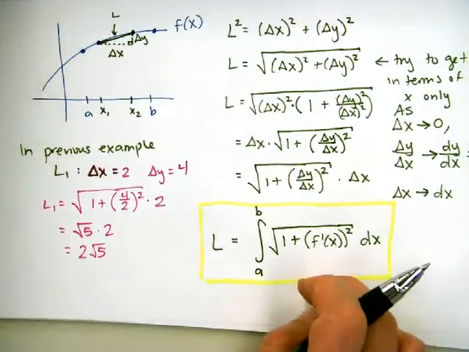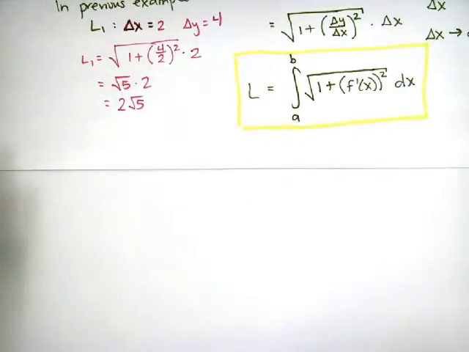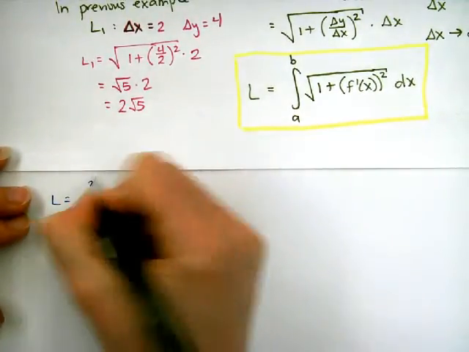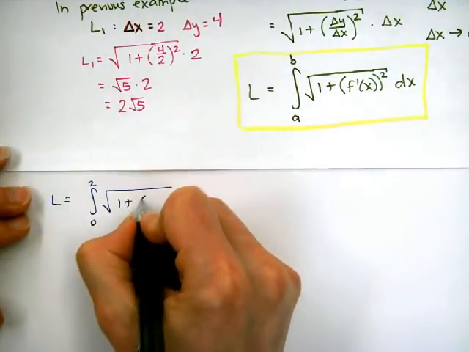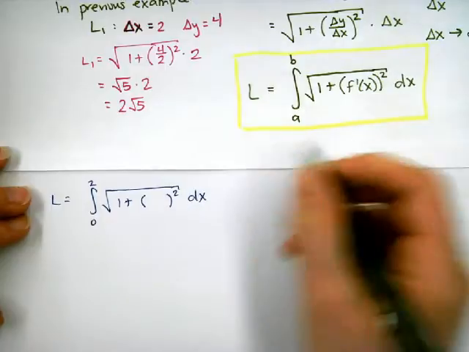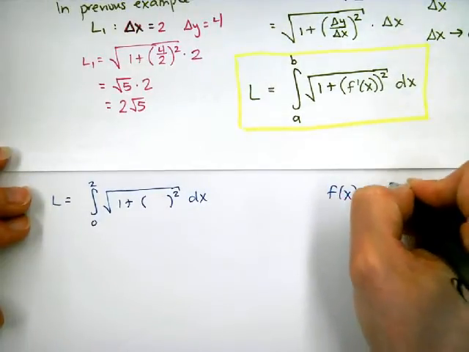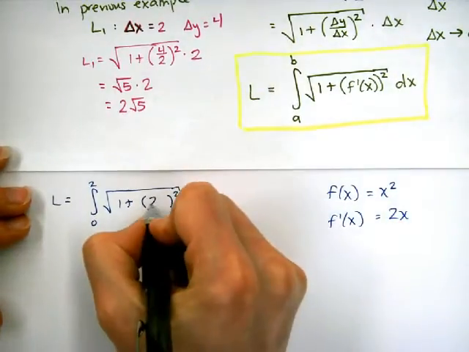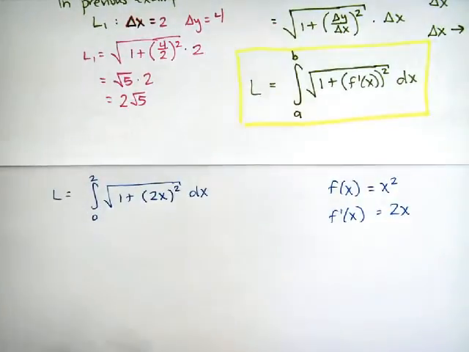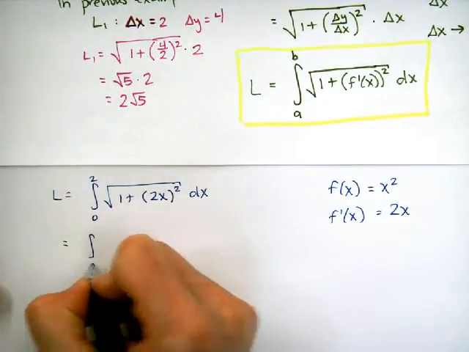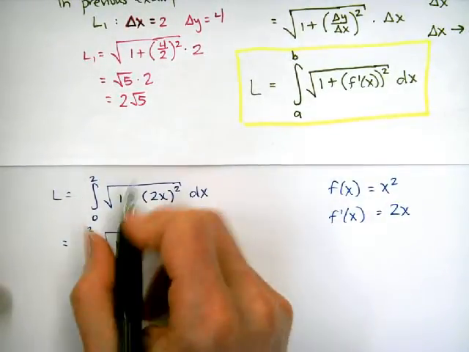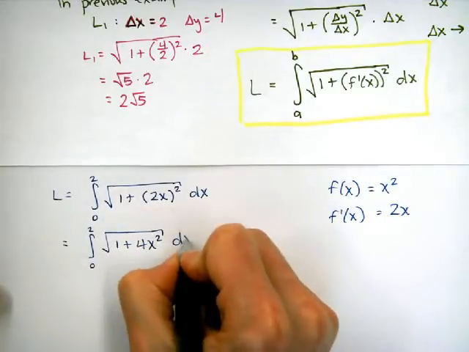So let's go ahead and use this now that we have the formula. We're going to keep going with x squared on the interval from 0 to 2. So the arc length would be the integral from 0 to 2 of the square root of 1 plus the derivative squared, dx. Our function was x squared. What's its derivative? 2x. That's what's going to go here. And then I have the integral from 0 to 2 of the square root of 1 plus 4, since 2 squared is 4, so 4x squared, dx.